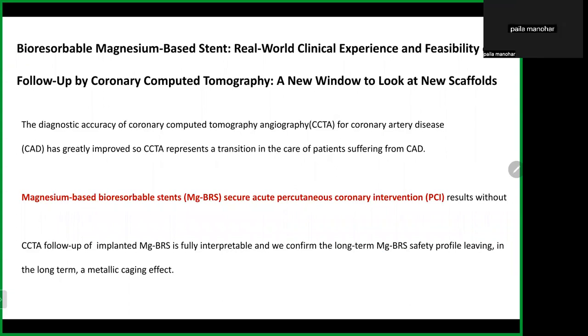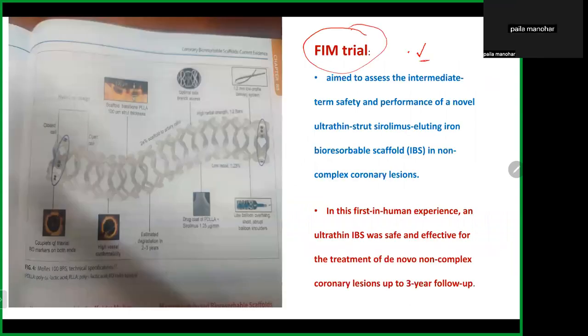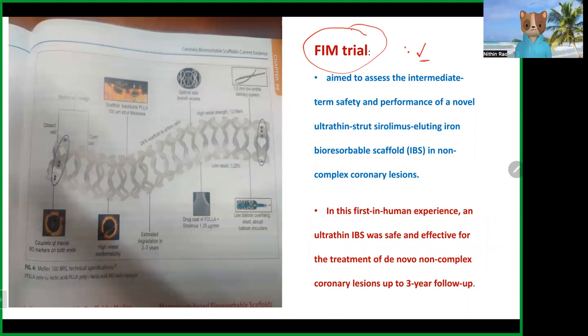So next is another iron-based trial, the FIM trial. I told you magnesium and iron; the iron alloy-based bioresorbable is the FIM trial. Okay, finished. So bioresorbables are done.